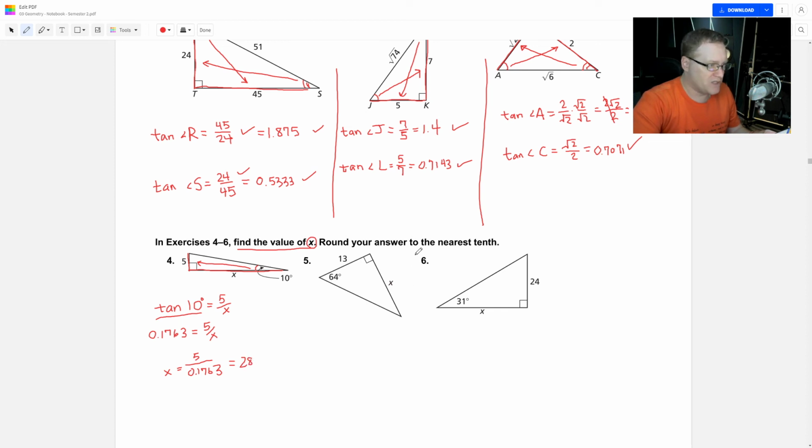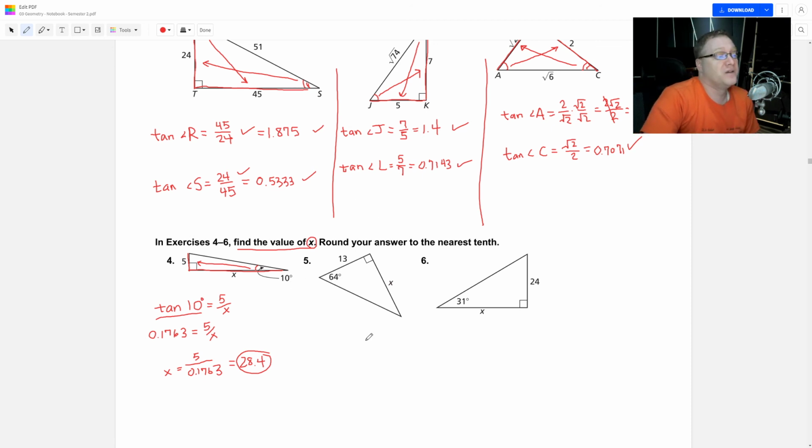And it says round to the nearest tenth, so we only need 1 decimal point, and this one is going to be 28.4. Okay, so that's how we do that. We use the tangent of this using our calculator. You have to use a calculator. There's no way to know the tangent of 10 degrees if you don't have a calculator. I don't think there are very many people in the world that have the tangents of all the angles memorized.